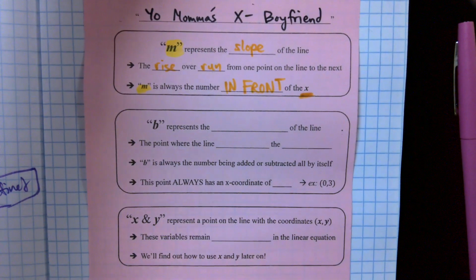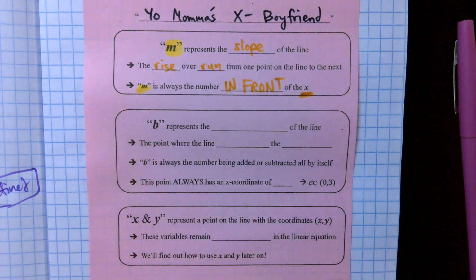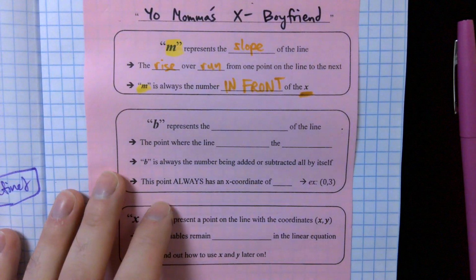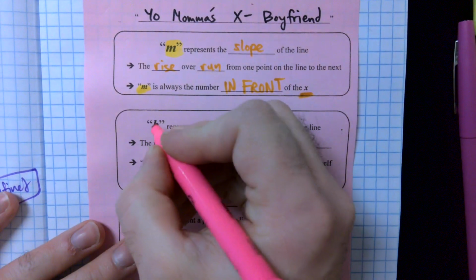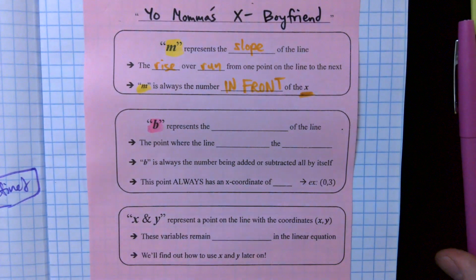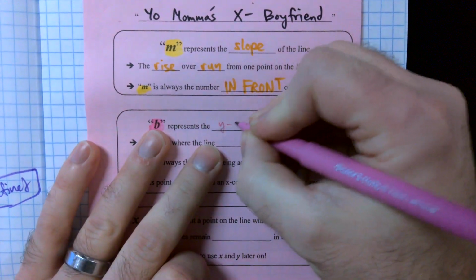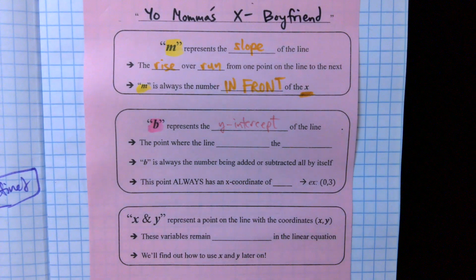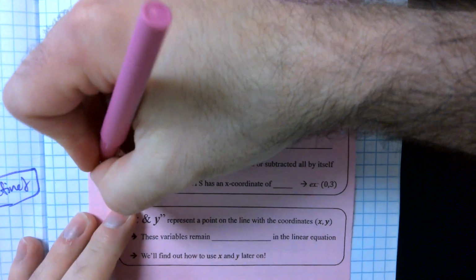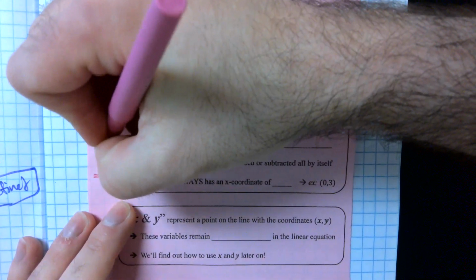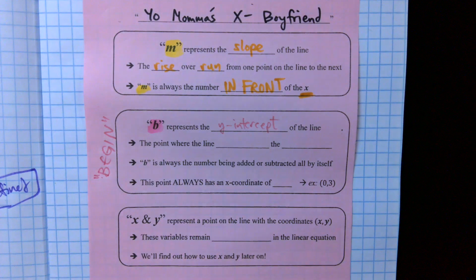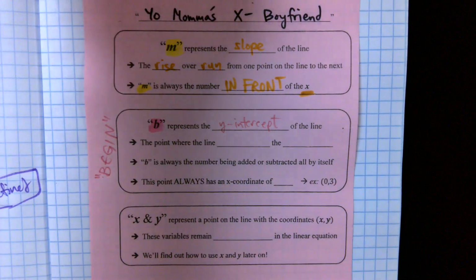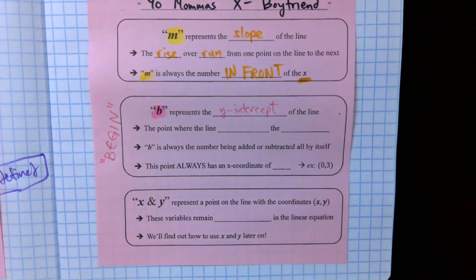Today's all about pattern recognition. We're not even really going to be doing any math. We're just going to be looking at equations, figuring out which number is which. Okay? So we're comfortable with m. We've been talking about m for a while. B is kind of a new concept. B, like I said, is the y-intercept. And off to the side here, I want you to write the word begin. That's what I like to say the B stands for. And we'll talk about that later on in the week, why it stands for begin.